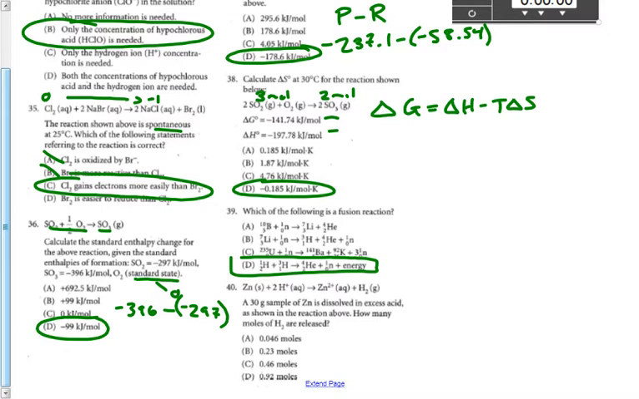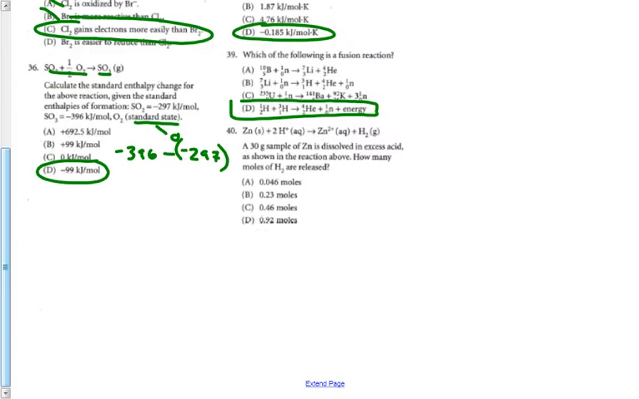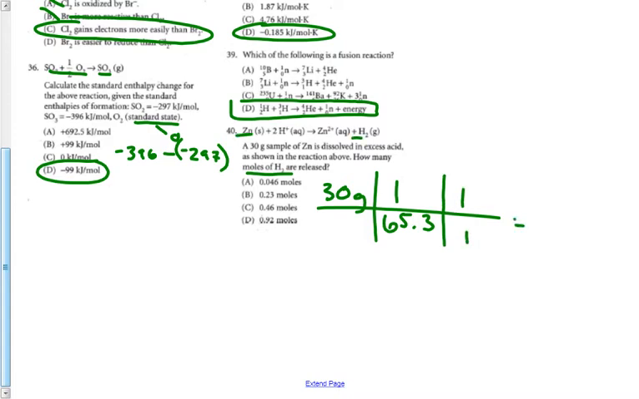And then finally, number 40. This is all I did for this. I have a 30-gram sample, and I want to know how many moles of H2. So this is stoich, but be smart about it. This is all I wrote: 1 to 1. So that's a little less than 50%, right? It's a little less than 0.5. Like 30 over 60 would be 0.5. So it's a little less than that, so it's 0.46. Okay, let's go. Next problem.